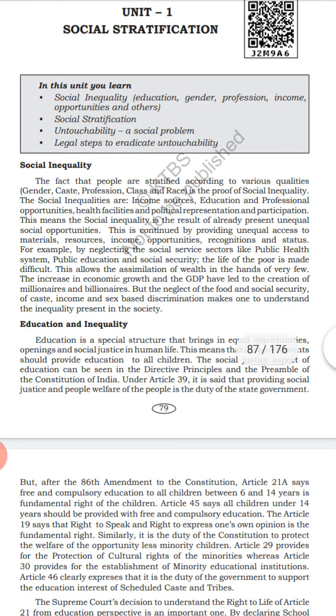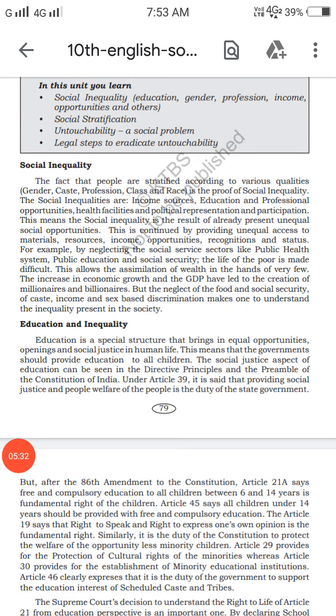In the society we neglect some service sectors, like the public health system, public education system, or social security, whatever it may be. So poor people find it very difficult to lead their life, but the resources and wealth are held by only a few people. The income growth and the GDP have led to the creation of millionaires and billionaires. So whatever it may be, social inequality exists in our society under the name of many components, like gender, caste, profession, class, and race, and others.